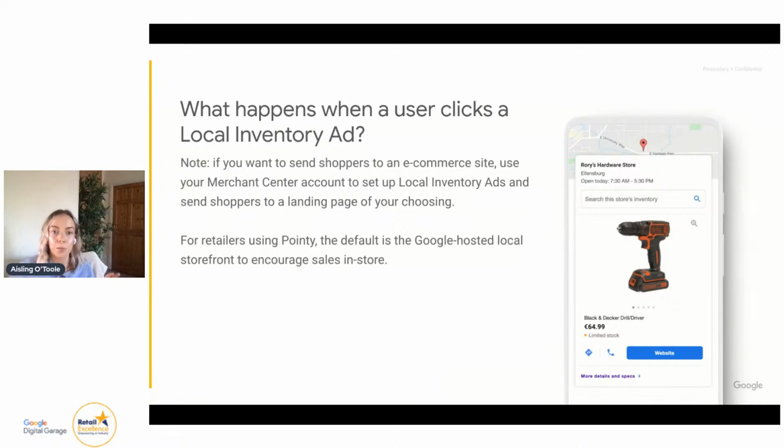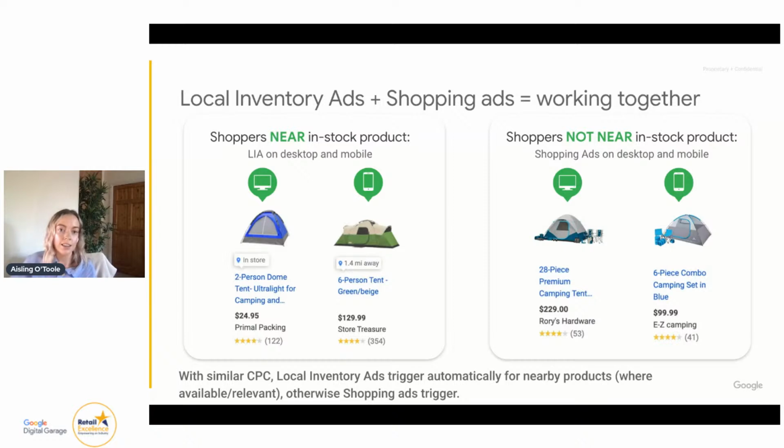But for retailers using Pointy and running local inventory ads through Pointy, the default is the Google-hosted local storefront, as it encourages those in-store sales. And that's what we're all about: driving traffic to the physical store. Here, you can see how local inventory ads and shopping ads work together. Generally, we want people to be able to complete the sale in a way that makes sense for them. Local inventory ads will trigger for nearby product searches, where available and relevant. Otherwise, shopping ads will trigger.